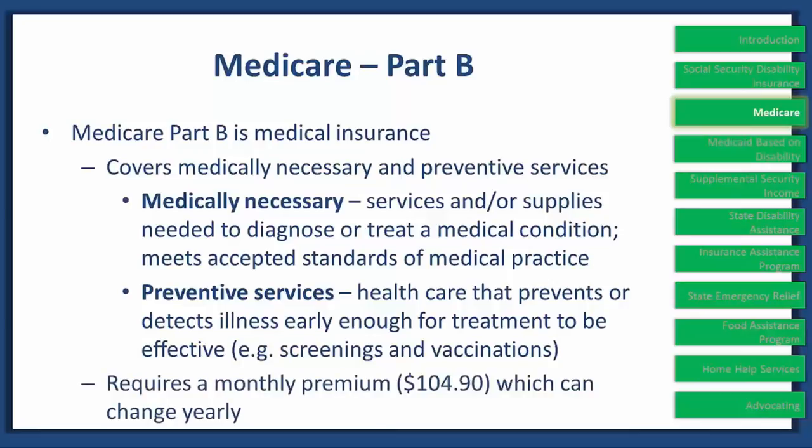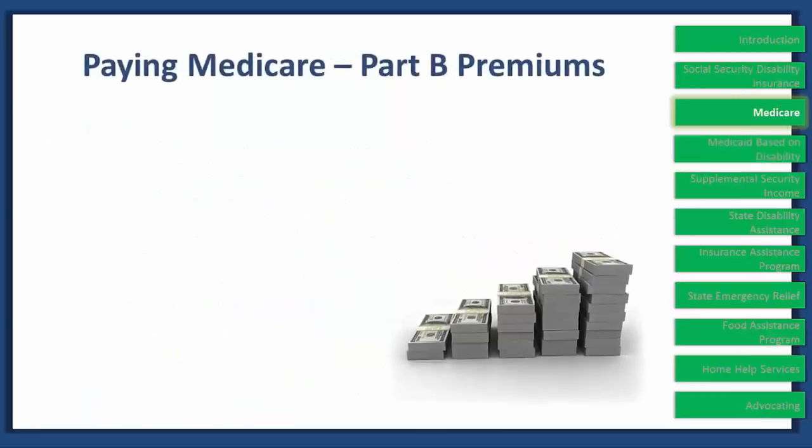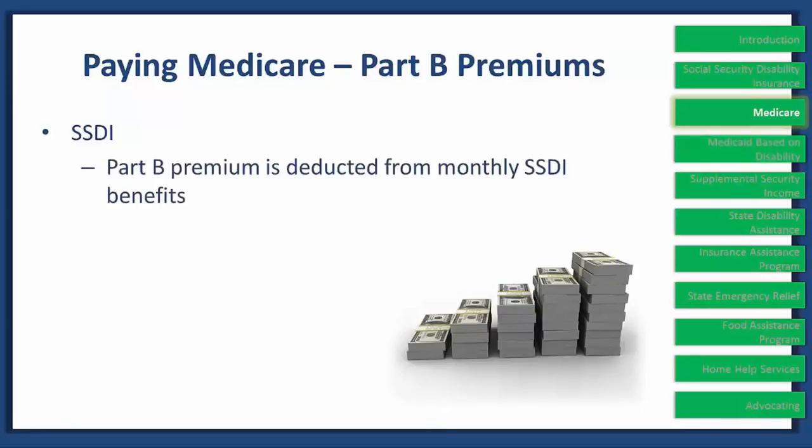There is a monthly premium of $104.90 for Part B, but this amount can change yearly at the beginning of the year. There are a couple of ways that this premium gets paid. The first way that the premium is paid is through your client's SSDI. In other words, the cost of the Part B premium will be deducted from the client's monthly SSDI benefits.